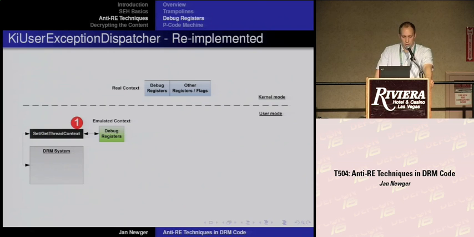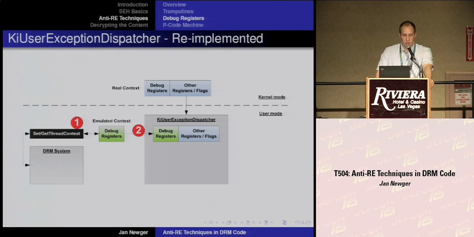Okay, so here are a few more details. How does this work? In the upper image, you see the real context in kernel mode, which is maintained by the operating system. And in the lower part, there's our hooked version, our emulated thread context. At step 1, you see that the DRM system frequently uses SetThreadContext and GetThreadContext API calls in order to modify the context, and all of these are redirected to our emulated context.